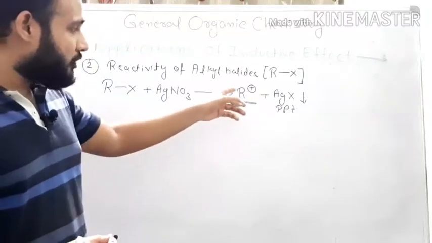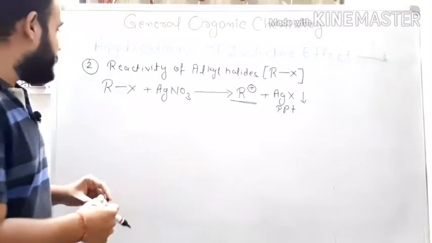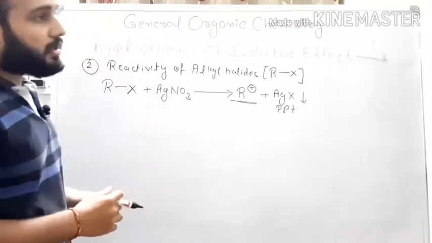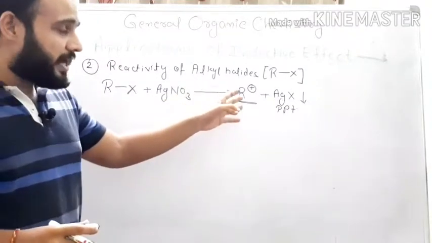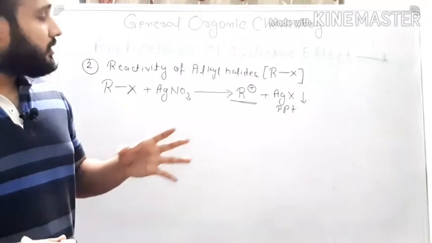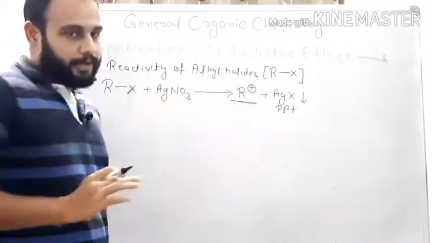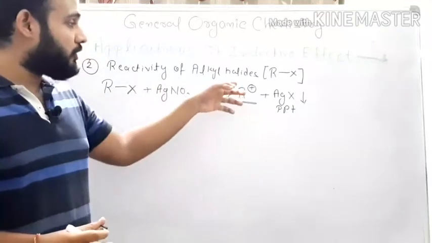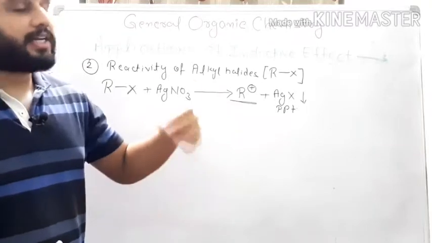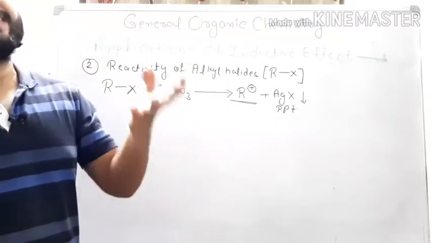When a stable alkyl cation is formed, then this reaction will occur, but if the alkyl cation is not completely stable, then this reaction will not happen and the precipitate is not obtained. If the precipitate is obtained, it means a stable cation formed, and if the precipitate isn't obtained, it means the alkyl cation formed isn't stable.